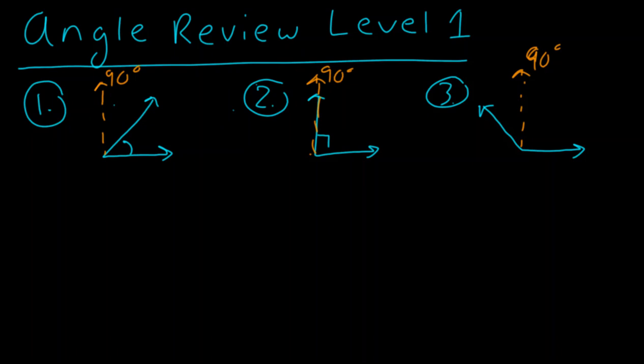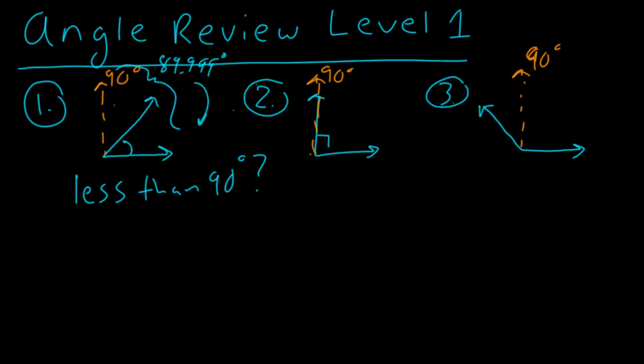Now, what do we call an angle where it is less than 90 degrees? What do we call that? And notice it can literally be anything from here to here, from 89.999 degrees, all the way down to 0.0001 degrees. Just any number in between. What would we call that? We're going to call that an acute angle.